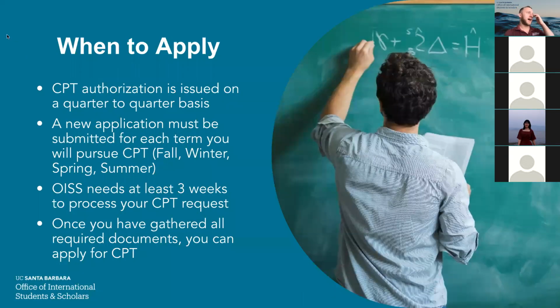So when to apply? CPT authorization is issued on a quarter-by-quarter basis. A new application must be submitted for each term you will pursue CPT. So if you are applying for a part-time position that takes place from maybe the beginning of the fall quarter to the end of the winter quarter, then you will have to separate that into 2 separate applications. So one for the fall quarter and then one for the winter quarter.